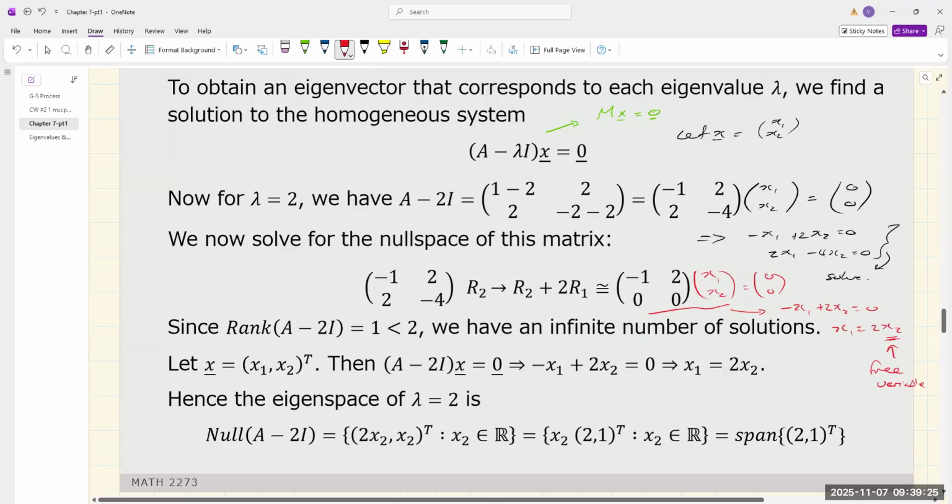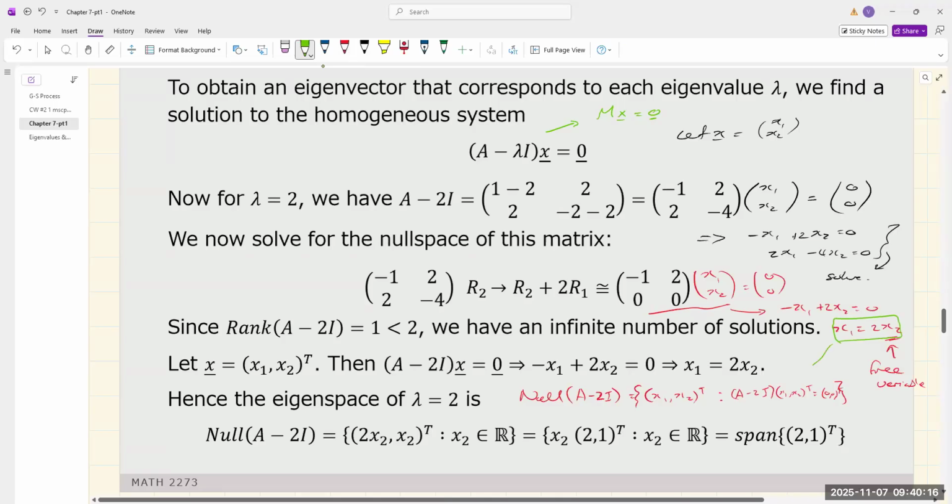Okay, it means I'm going to write my solution in terms of x2, right? So therefore, the solution, where do the eigenvectors live? They live in the null space of this matrix. And the null space of this matrix is what we just solved for. It is all vectors of the form (x1, x2), technically its transpose, such that (A - 2I)(x1, x2)^T = (0, 0)^T, right?